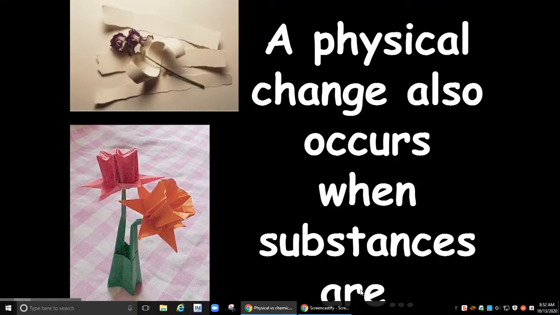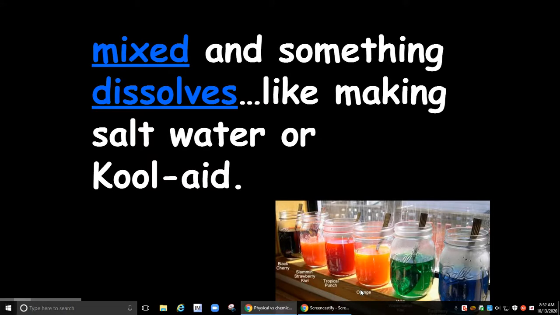So a physical change occurs, again, when substances are mixed and something dissolves. So, for example, Kool-Aid. Kool-Aid is a physical change. So you take water and you take a powder and maybe some sugar. And when you put the powder and the sugar into the water, it changes it. Okay, it changes the color, it changes the taste of it. But you can separate those three things from one another. If you put Kool-Aid in a pot and boil it, the water will evaporate out of the pot.